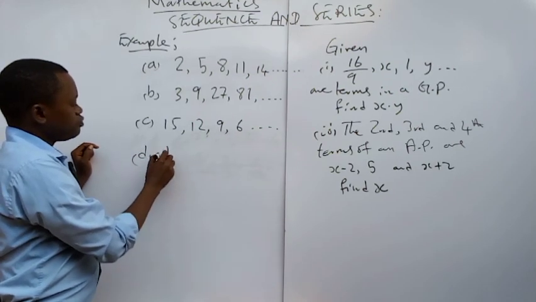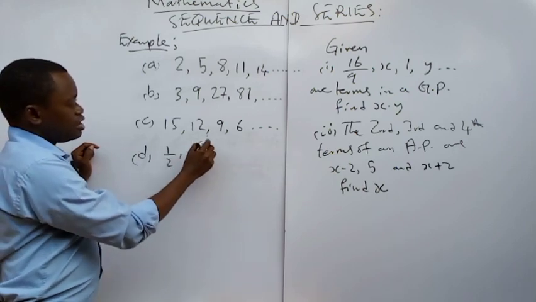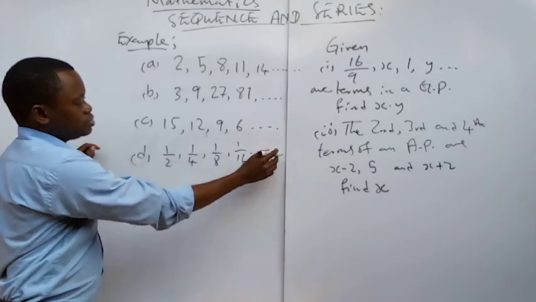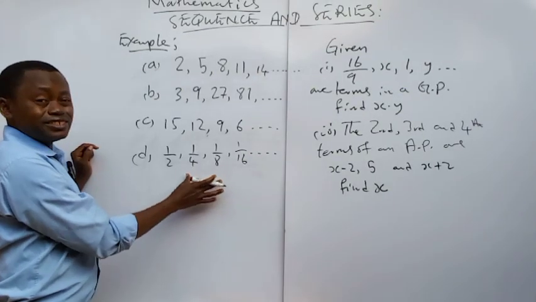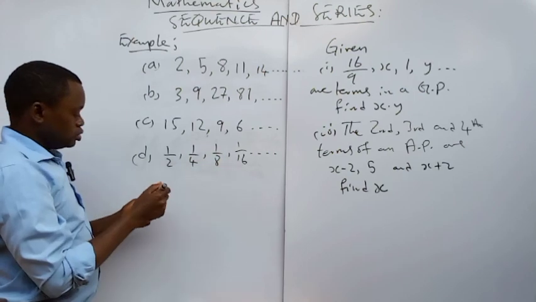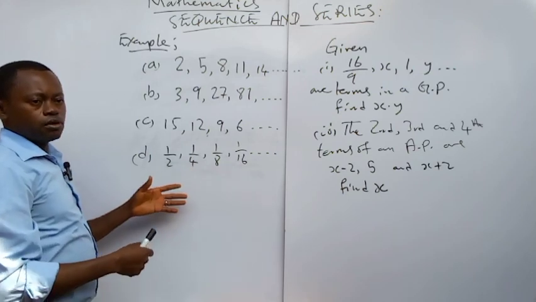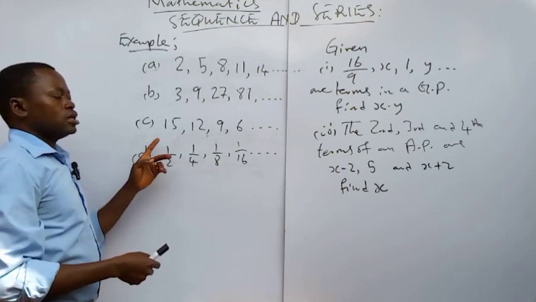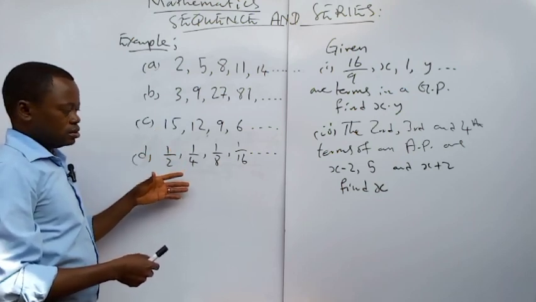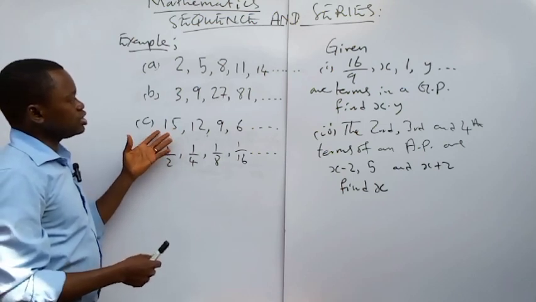What about if I have 1 over 2? Multiply it by half, 1 over 4. By half again, 1 over 8. By half again, 1 over 16. Can you see that this is a decreasing sequence and it is geometric? The decrease is geometric. So these are instances I can use to explain or buttress what I'm talking about in sequence. The sequence can be arithmetic, can be geometric. So that is a simple explanation.